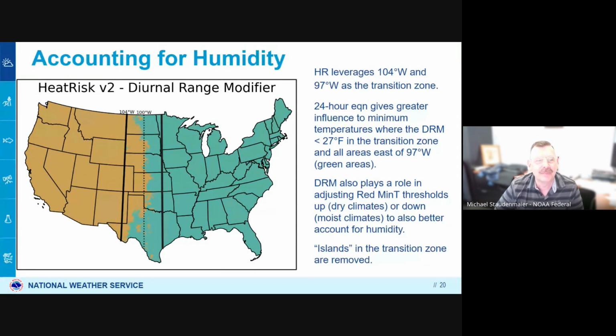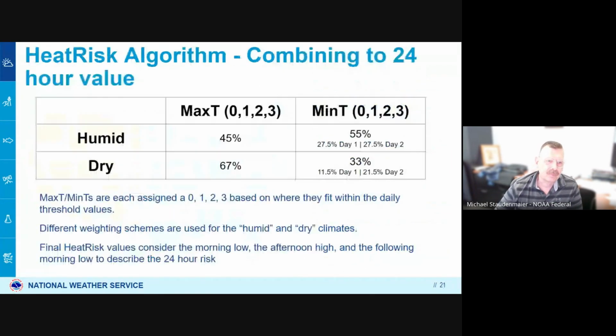the humid equation. After filling in some islands in the transition zone, this results in a meandering border between the transition zone that roughly approximates this transition between moist and more arid climates that was recognized well over 100 years ago. As mentioned earlier, we also utilize the DRM to adjust the red Min-T shoulder threshold value up in more arid climates and down in more humid climates to, again, provide a better approximation of humidity in the approach.